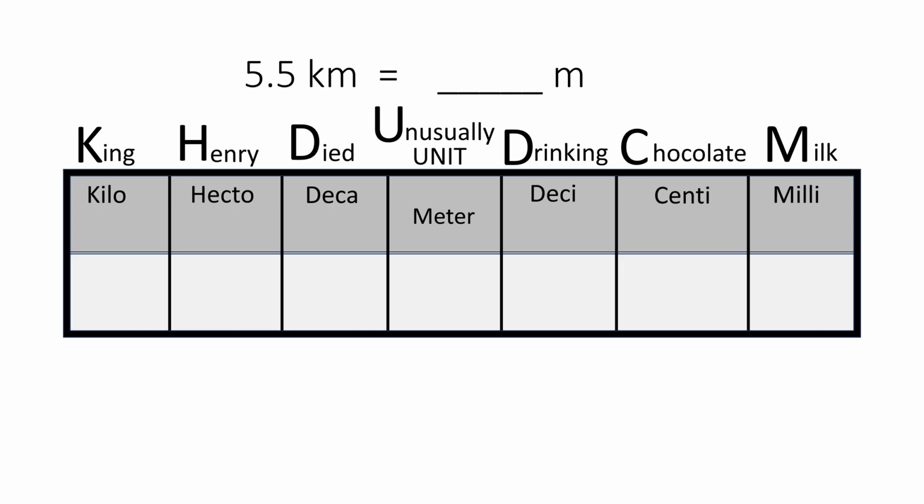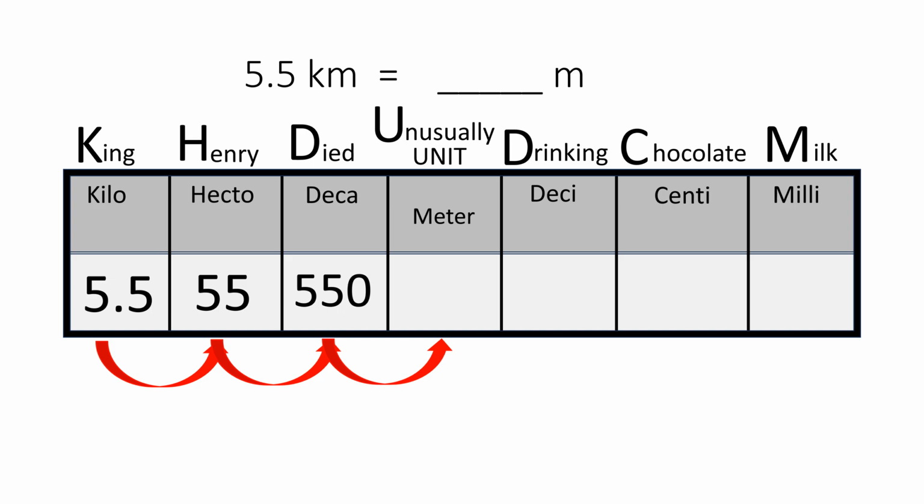5.5 km, abbreviation for kilometers, equals blank m. M stands for meters. In the kilo section, we will put 5.5, and let's move to the right till we hit the meter square. So once, now we got 55. Twice, we got 550. One more time, and we have 5,500 meters in 5.5 kilometers.